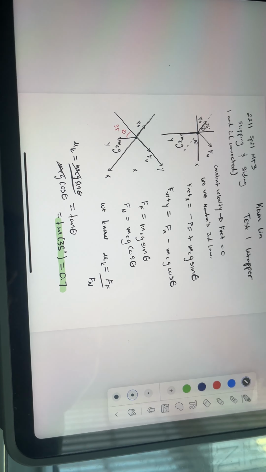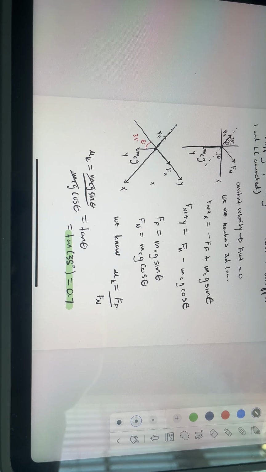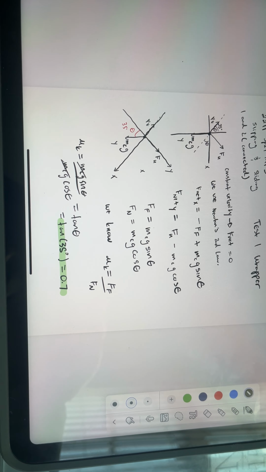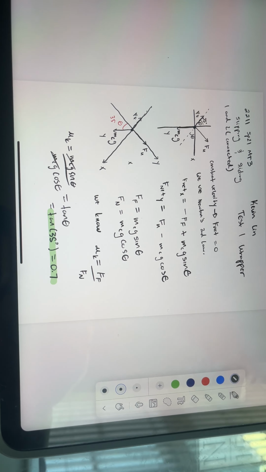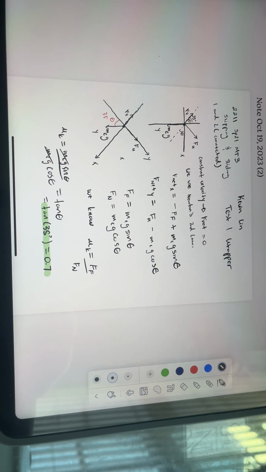And from the question, we know that the angle with respect to the horizontal surface was 35 degrees. And so we can take the tangent of 35 degrees, making sure to use degrees, not radians, and we should get 0.7.